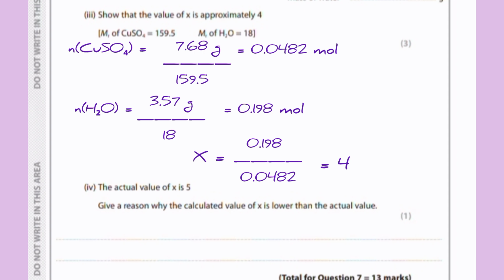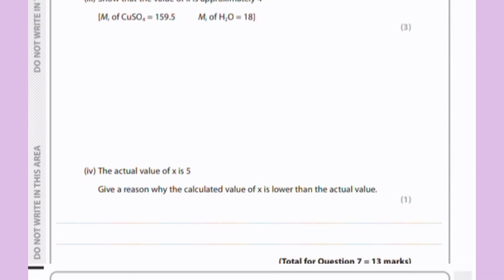Part 4. The actual value of X is 5. Give a reason why the calculated value of X is lower than the actual value. A common error in this experiment is that not all of the water is removed.